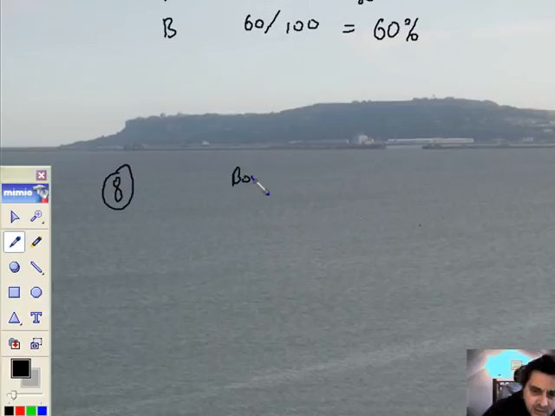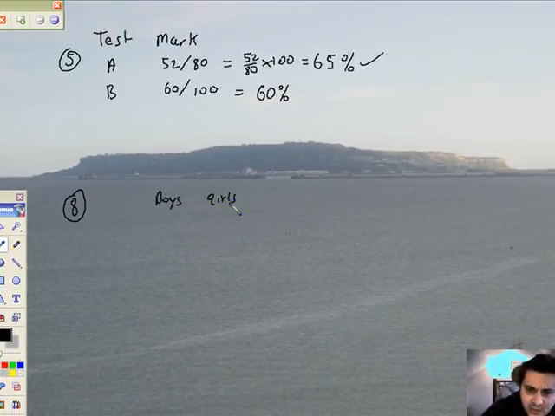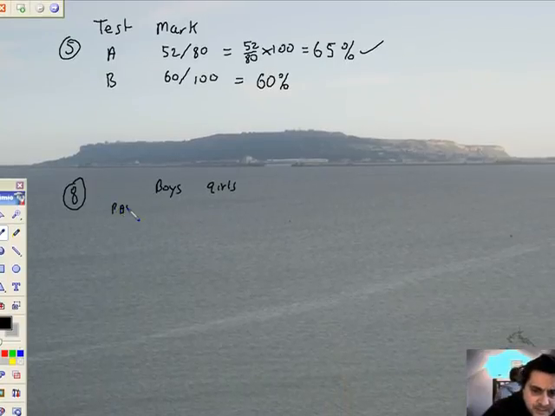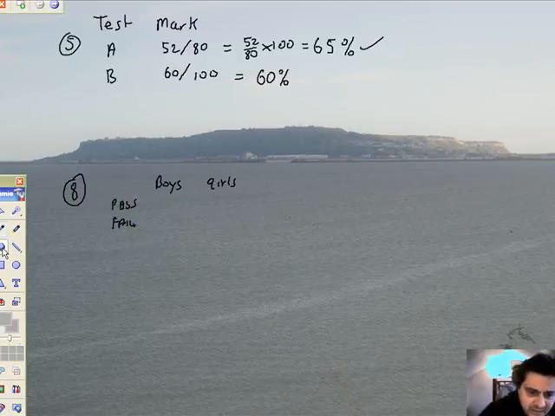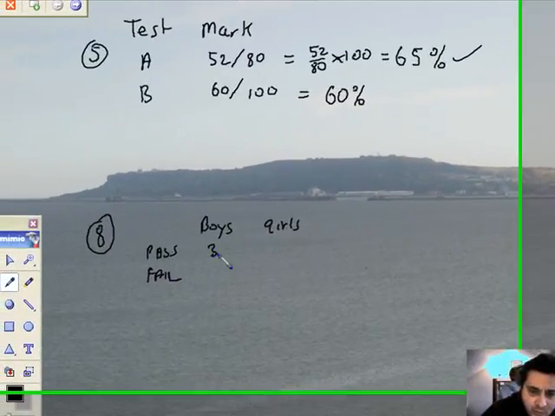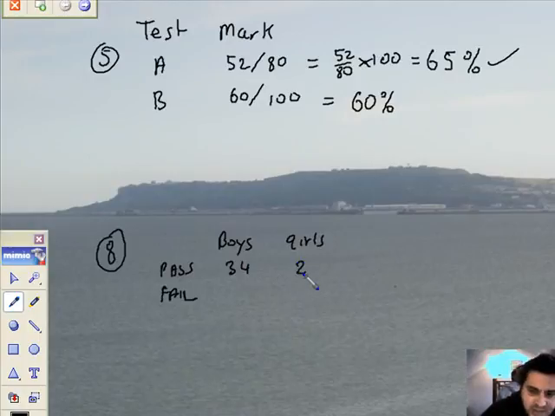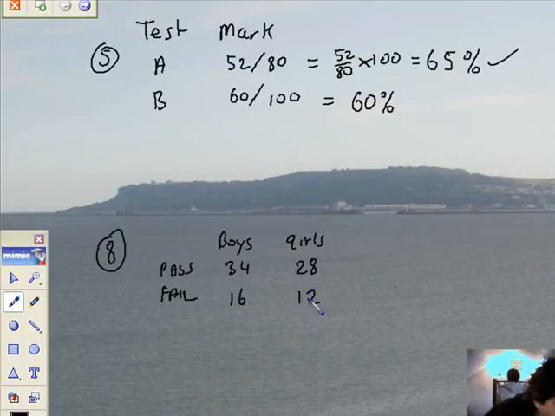So we've got boys, we've done 2-way tables before, so it shouldn't be completely strange. And girls, they're going to pass or they're going to fail. No middle ground today, alright? That's supposed to say fail, not for. Going too quick for my own good. Right, fail. 34 boys passed, 28 girls passed, 16 boys failed, and 12 girls failed the test.